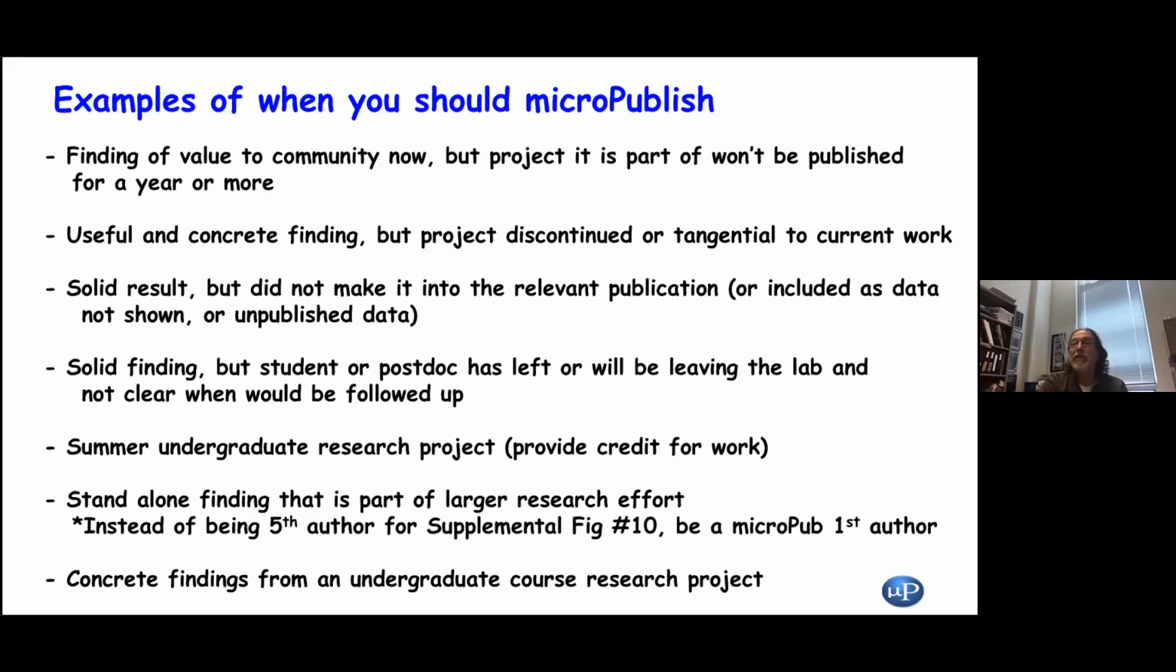Another would be, a student or postdoc has left the lab or will be leaving the lab soon, and it's not clear when that work would be followed up. This is a prime example of something for a micropublication. Another would be a summer undergrad research project, and this would give credit to the undergrad. This also allows the undergrad to go through the process of, well, how do I present this information in a concise but informative way.